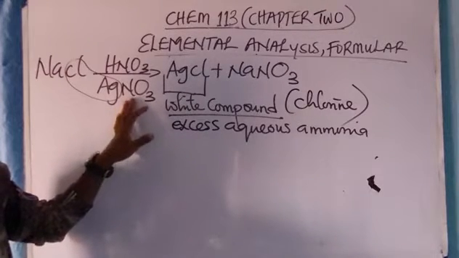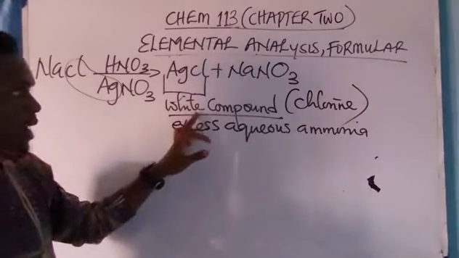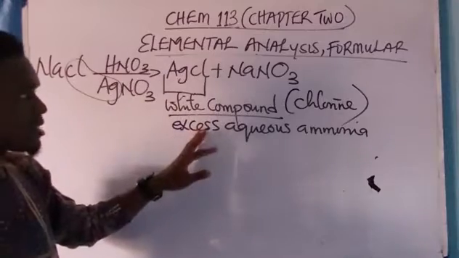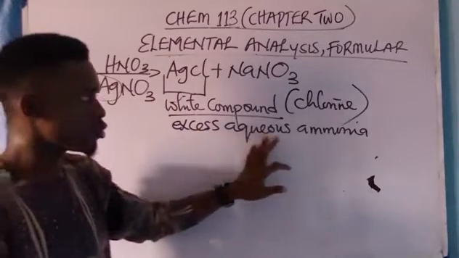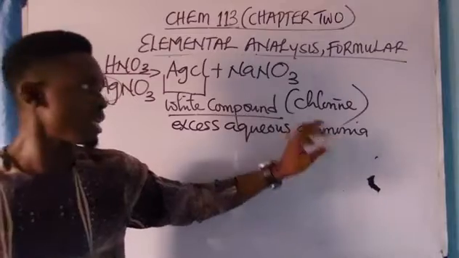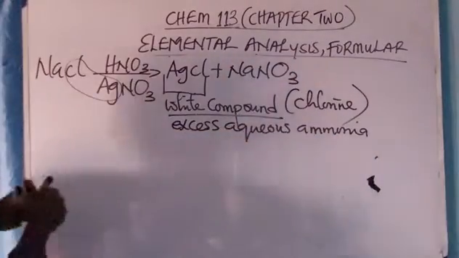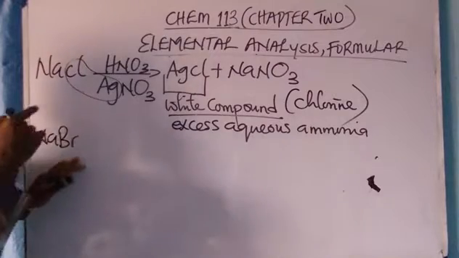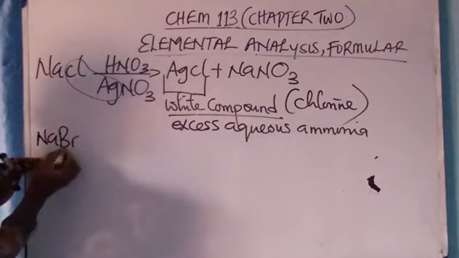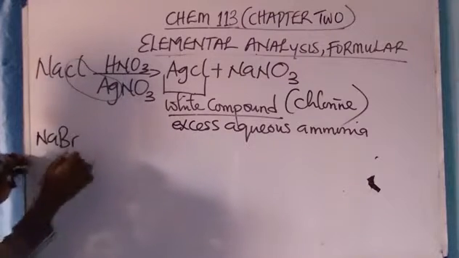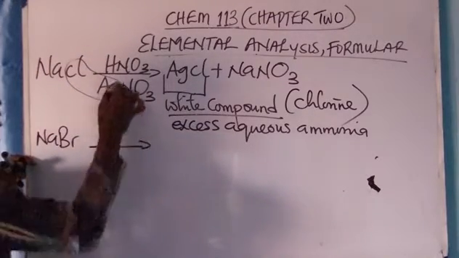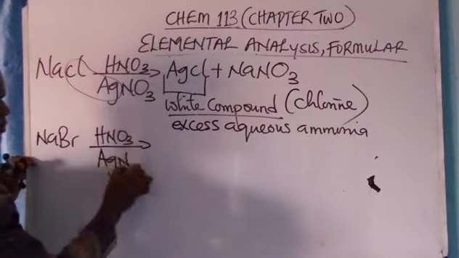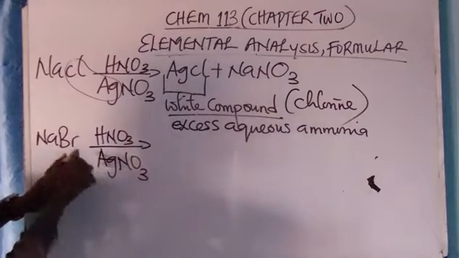silver nitrate, the formation of what? White silver chloride, which is soluble in excess aqueous ammonia. And this means there's chlorine. Now, if sodium bromide, don't forget, we are doing identification of halogens. Bromine is a halogen, chlorine is a halogen. Now, in the presence of these same entities, HNO3 and silver nitrate, reacting it, I'll have what?